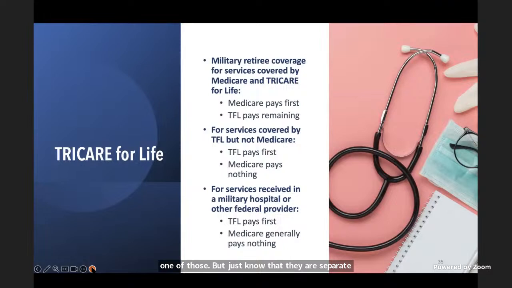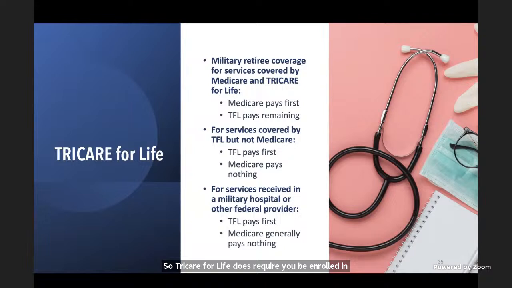TRICARE for Life is the post 65 or post Medicare version of TRICARE. So those of you who will be retiring from active duty service and going on TRICARE for Life, it works very much like what I just described, where you're leaving your employer health coverage and Medicare will be a primary payer, and then TRICARE will pick up the rest, right? So TRICARE for Life does require that you be enrolled in Medicare Parts A and B. So you have to be enrolled in Parts A and B.